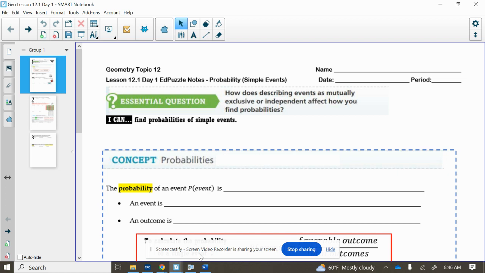Everyone, and welcome to lesson 12.1, day 1. Today we're going to talk about finding the probability of simple events.